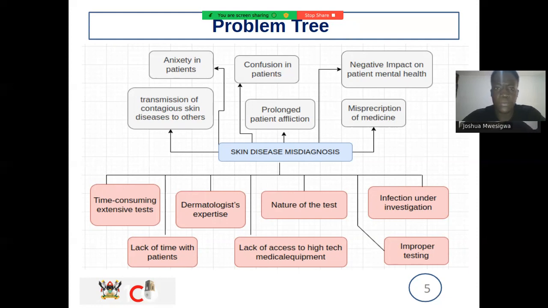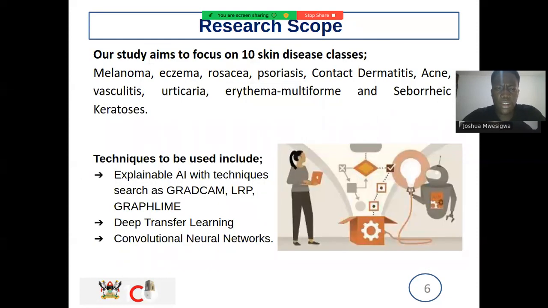Our research scope, we are trying to look at 10 skin disease classes, and part of our solution will include using explainable artificial intelligence. To be specific, we shall be using GradCam, where we shall be looking at the activation maps and the pixels that the model is using to make different predictions.